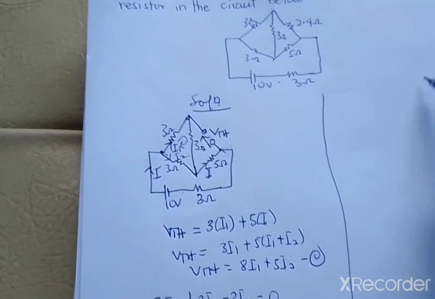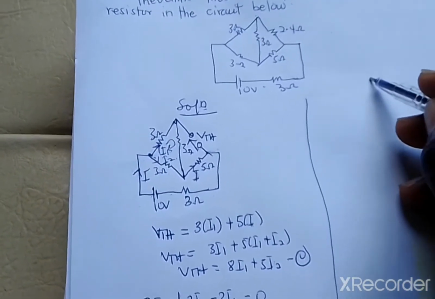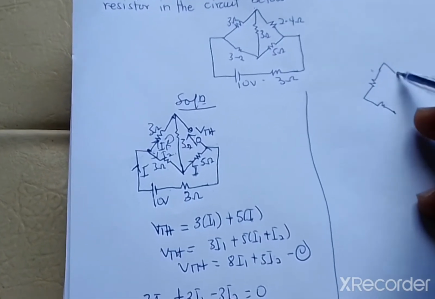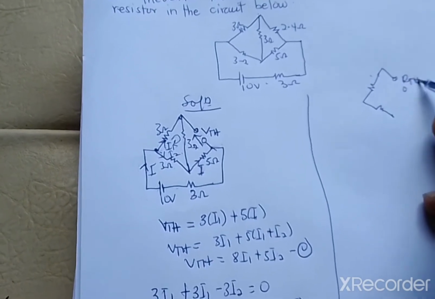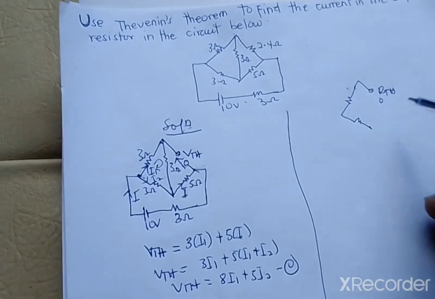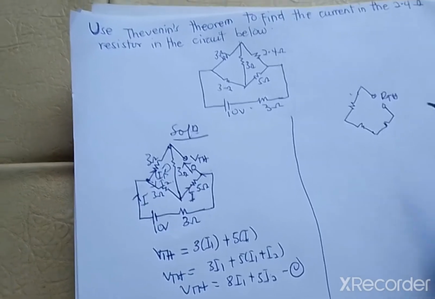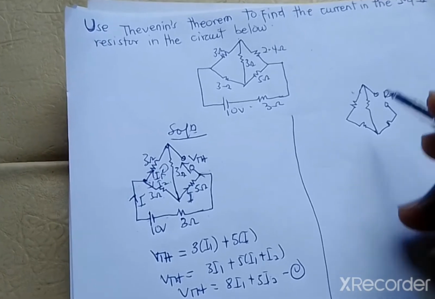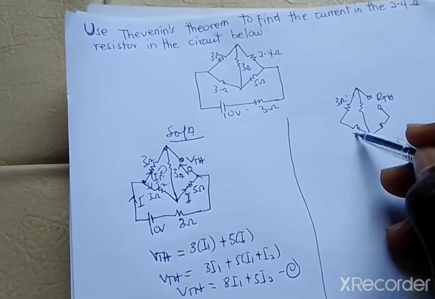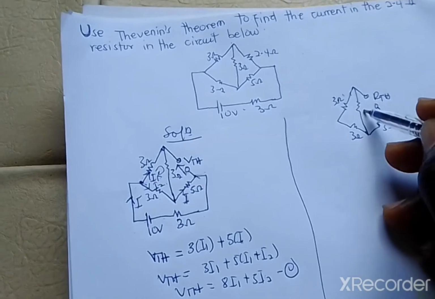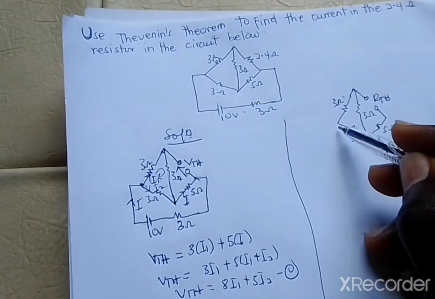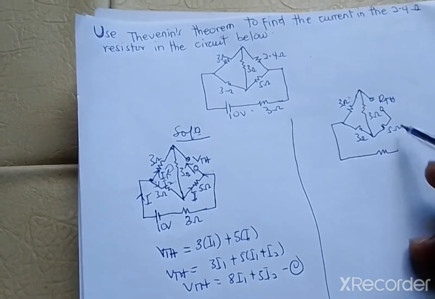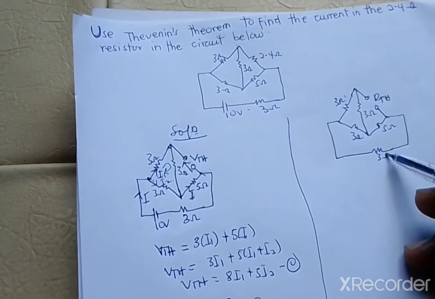So let's redraw it and deactivate the source. So we're going to have our 3, another 3, and here is our open. We put our RTH there, and this is our 5 ohm box again. So here is our 3 ohm, 5 ohm, and 3 ohm. So where the source is, that is the 10 volt, you create a short circuit. Then after, the 3 ohm will follow. So this is 3 ohm.